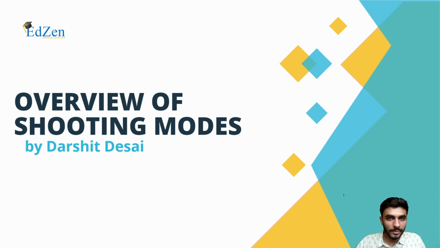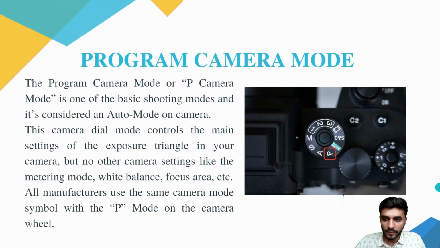In this video, we'll be having an overview of different shooting modes. So let's start with shooting modes. The first shooting mode is program camera mode, which is often marked as P on the camera. The program camera mode is one of the basic shooting modes and it's considered an auto mode on camera.